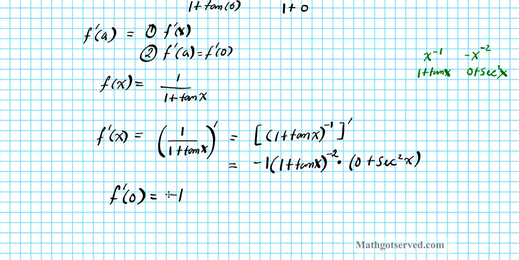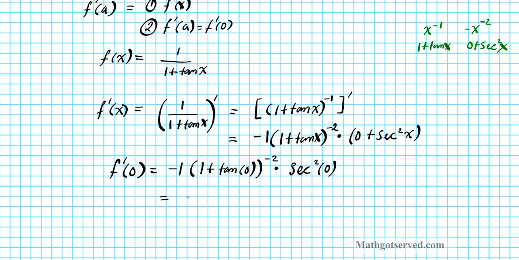Okay, so we have negative 1 times 1 plus tan 0, this entire thing raised to the negative 2, times 0 plus secant square of 0. Okay, all right, let's go ahead and evaluate this. We're going to have negative 1. Remember, tan of 0, we talked about that earlier, is 0. So we have 1 plus 0 is 1 raised to negative 2. Secant square 0 is secant 0 squared.